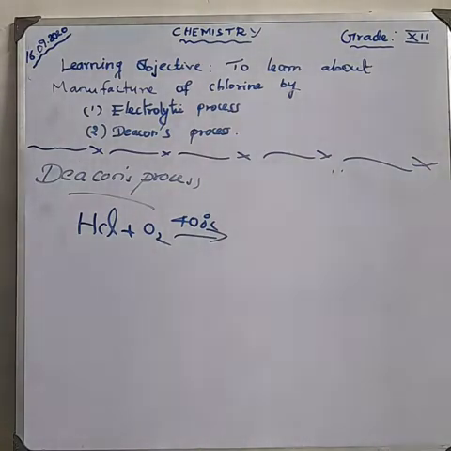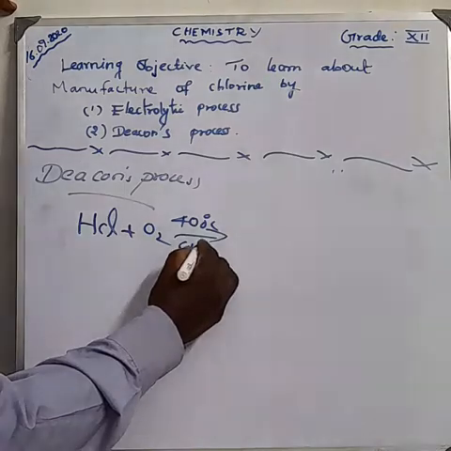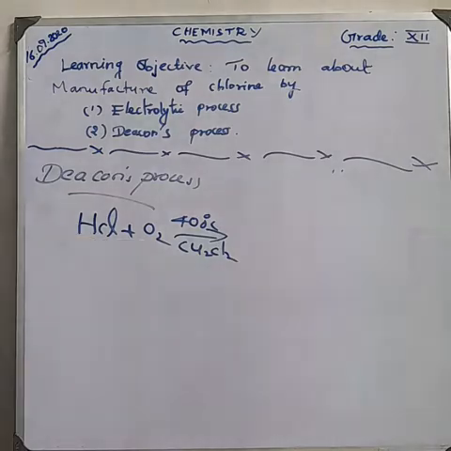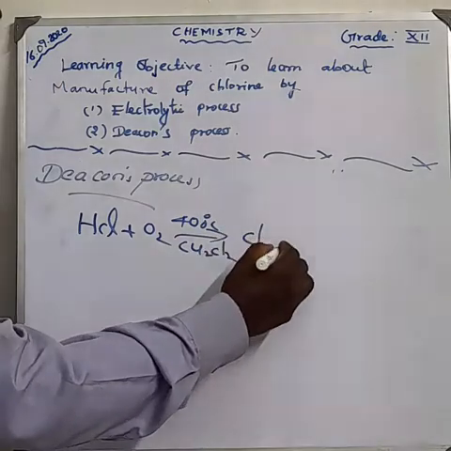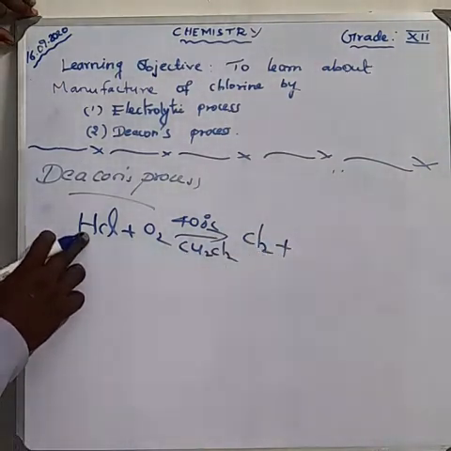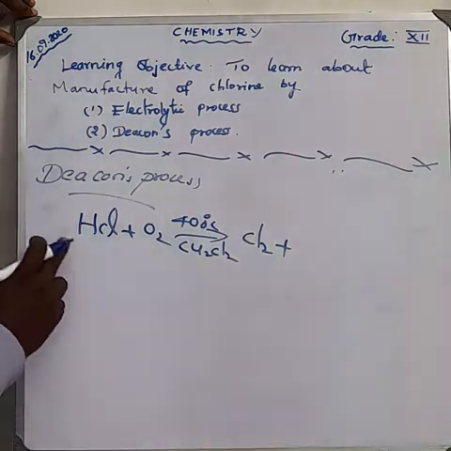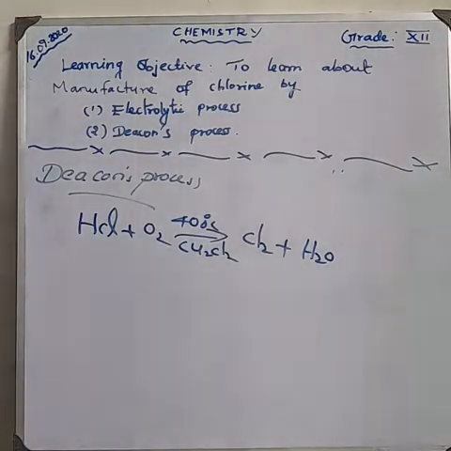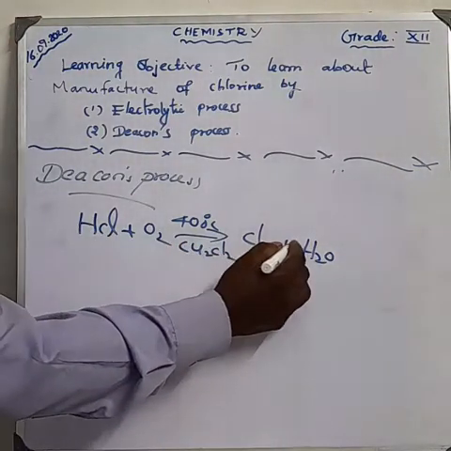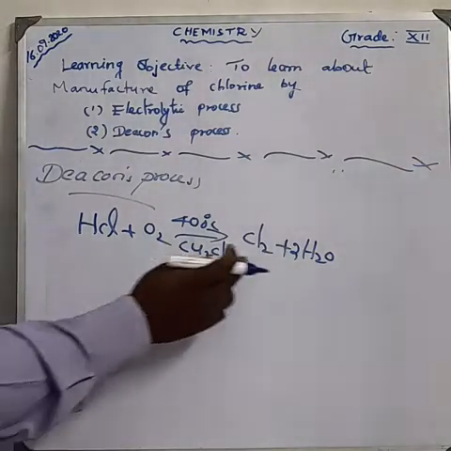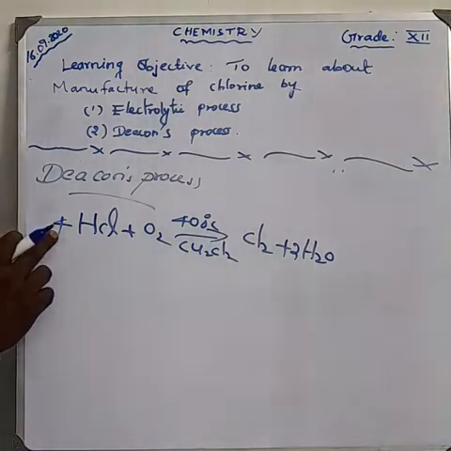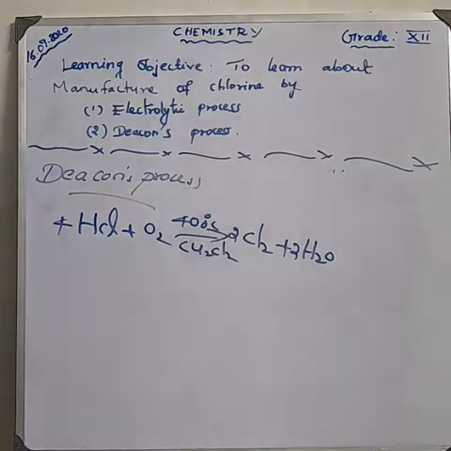The equation is very important. In the presence of cuprous chloride, Cu2Cl2, hydrochloric acid reacts with oxygen. We get chlorine molecule, and also hydrogen combines with oxygen to form water. How can you balance the equation? 2 oxygen, so make it 2 here. So 4 hydrogen atoms, so make it 4. Now how much chlorine is there? 4 chlorine, so make it 2 here. Now the equation is balanced.